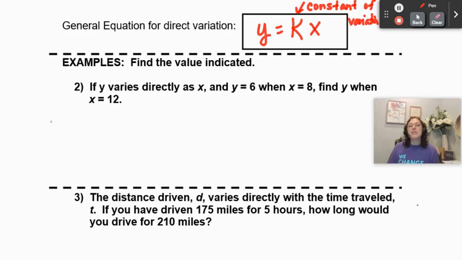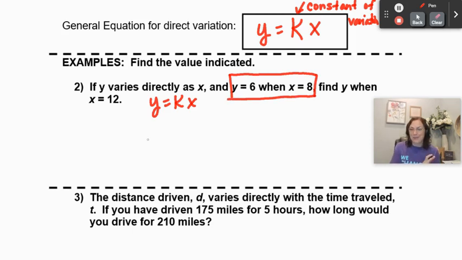So example 2 says, if y varies directly as x, so that phrase simply means use the formula y equals kx, and y equals 6 when x is 8. Now I'm boxing that in because that is one half of the problem. Okay, so we'll have to deal with this half part first, and then we'll deal with the second part, which says find y when x is 12.